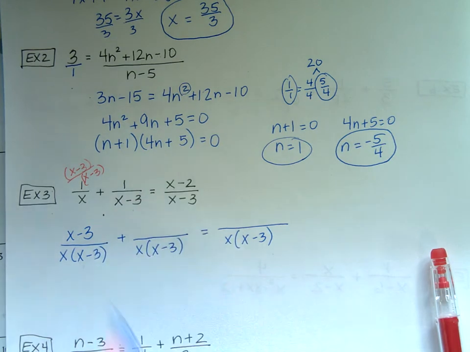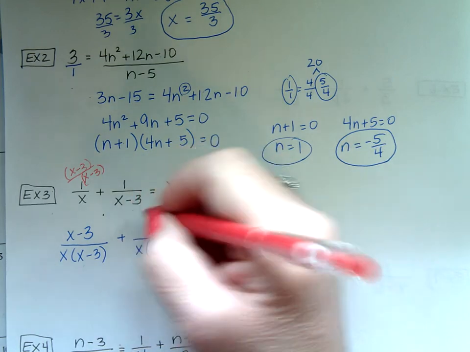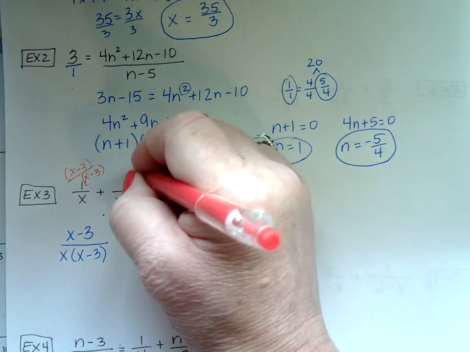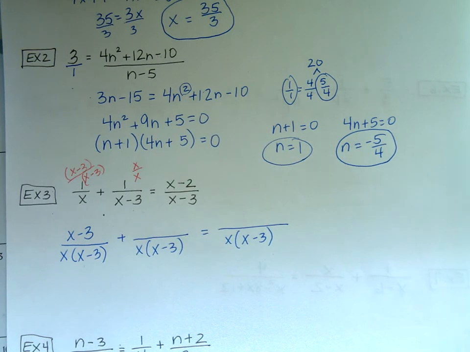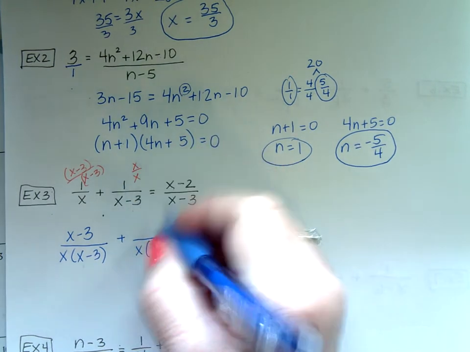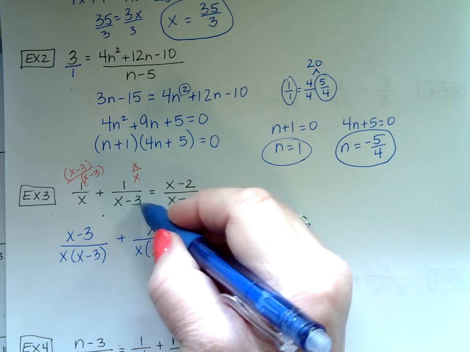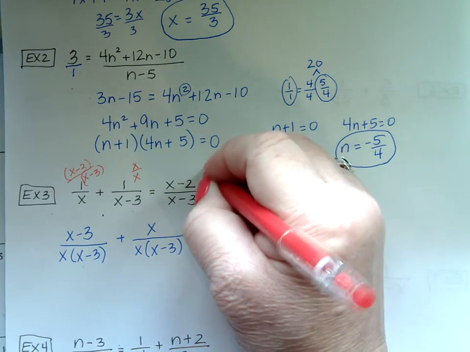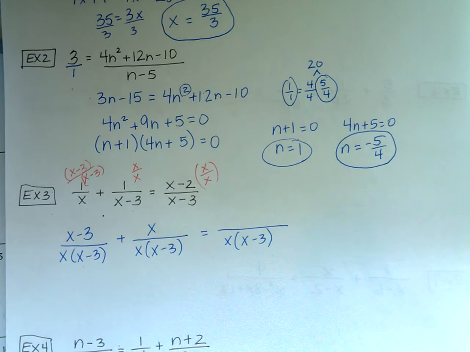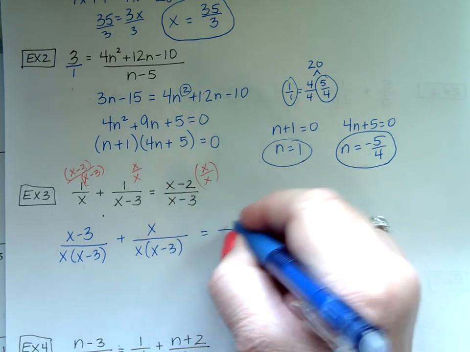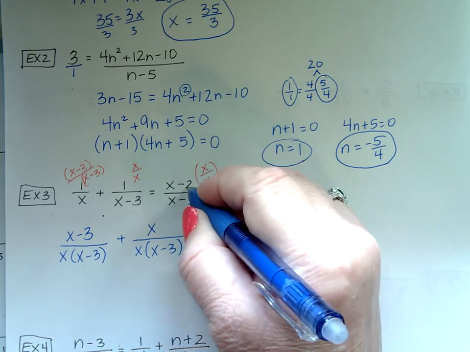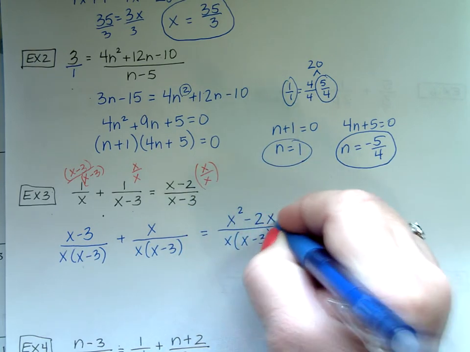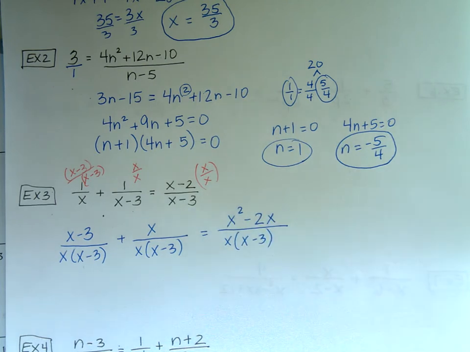That's awesome. This guy has the x minus 3, he needs the x. So he's going to be multiplied by x over x. 1 times x is x, that's my numerator. X minus 3 times x is my denominator. And the last guy has the x minus 3 piece, he needs to be multiplied by x over x. Well, x times x is x squared. X times negative 2 is negative 2x. X times x minus 3 is my denominator, and I'm good.